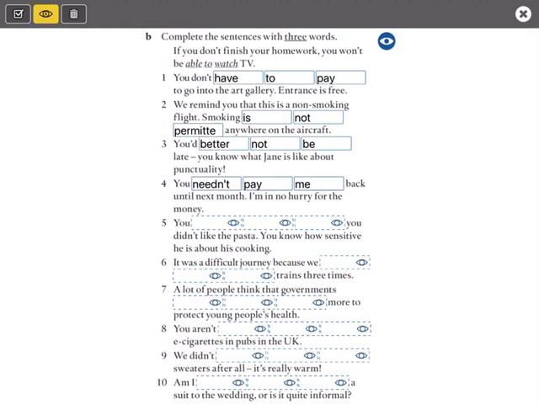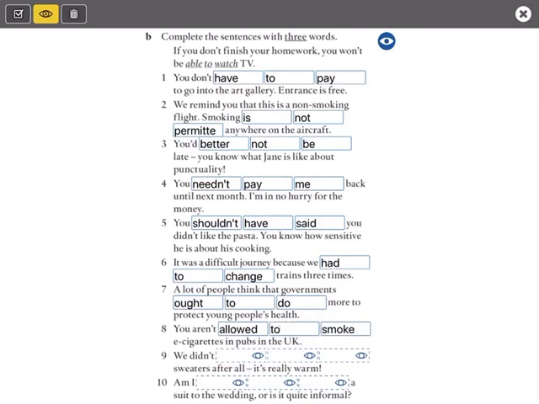Number 5, you shouldn't have said you didn't like pasta. You know how sensitive he is about his cooking. Number 6, it was a difficult journey because we had to change trains 3 times. Number 7, a lot of people think that governments ought to do more to protect young people's health. You aren't allowed to smoke e-cigarettes in pubs in the UK.